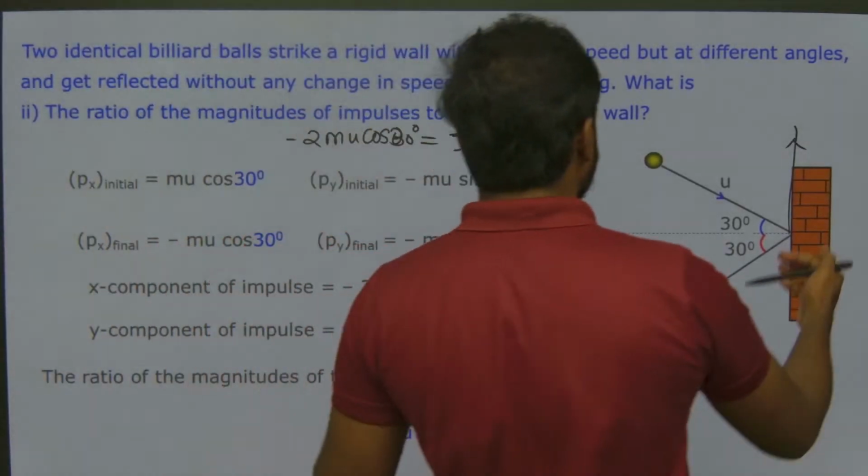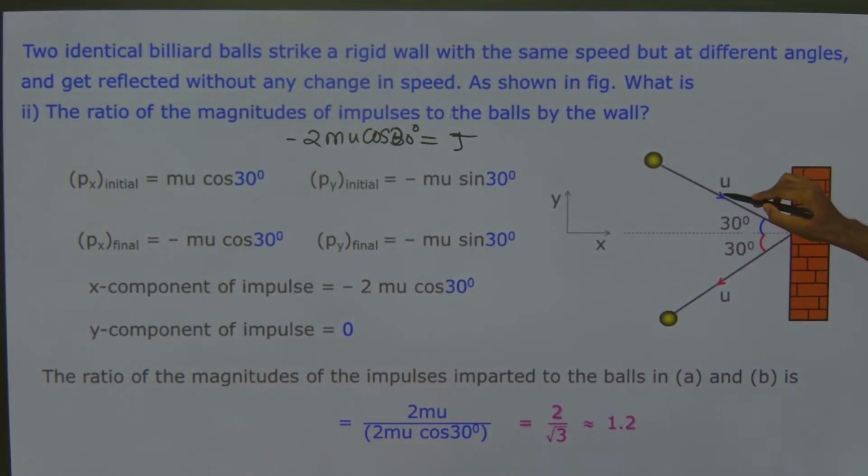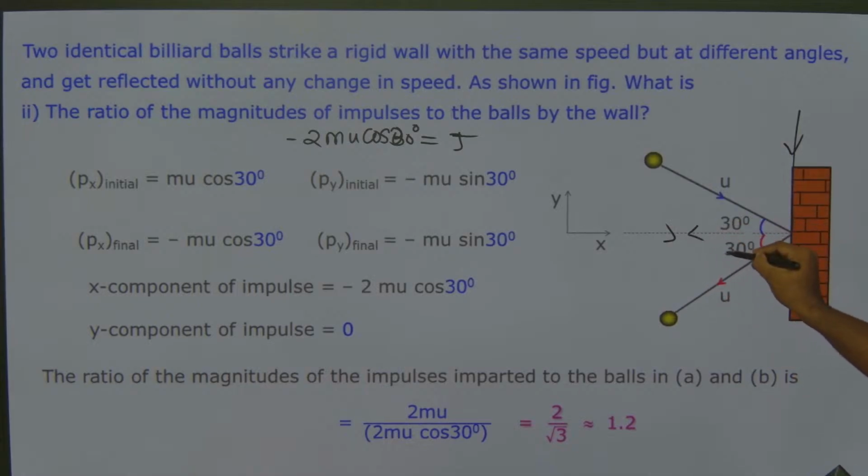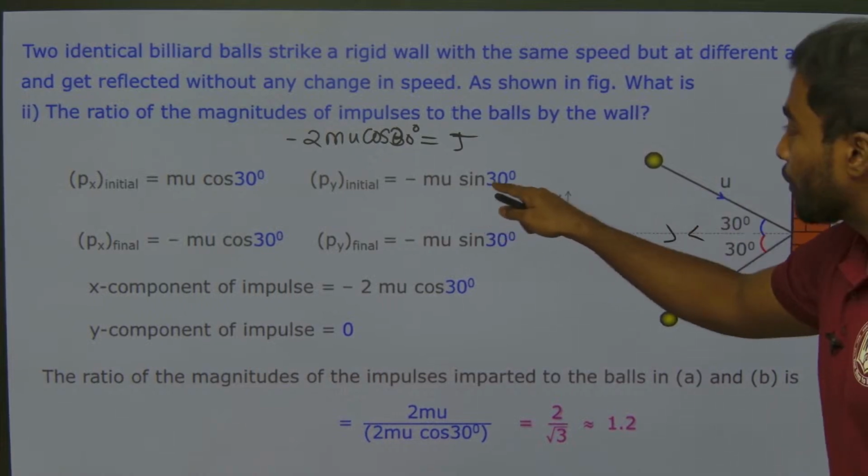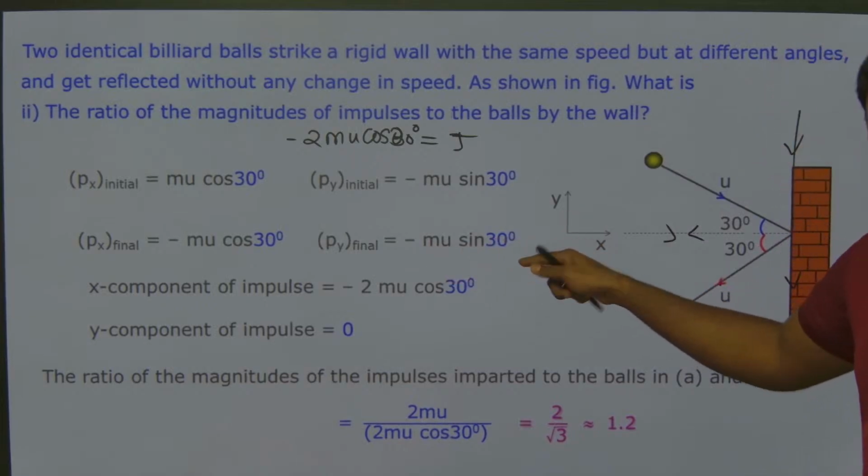So in the y direction, what I will see here is, this is my component, going in this direction. For the y direction, this one will be towards down, for this one it's going in this direction, and for this also it will be in the same direction. So both are in the negative direction. So minus mu sin 30 minus mu sin 30.